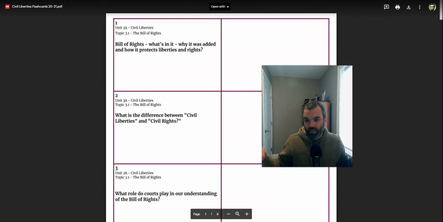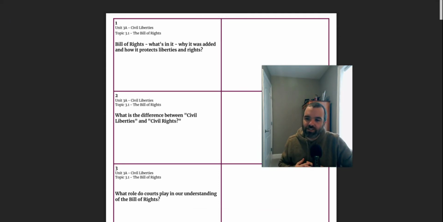What's in it? Why was it added? I mean, we know this. This is review. The Bill of Rights is the first 10 amendments to the United States Constitution. It establishes liberties that people in the United States have, and it was originally designed to limit the power of the federal government.